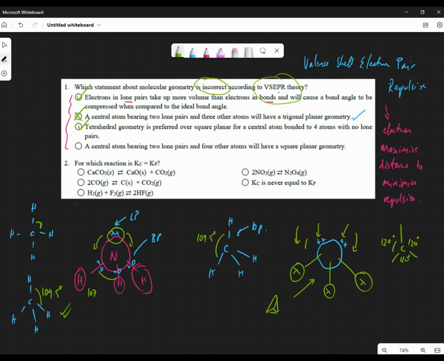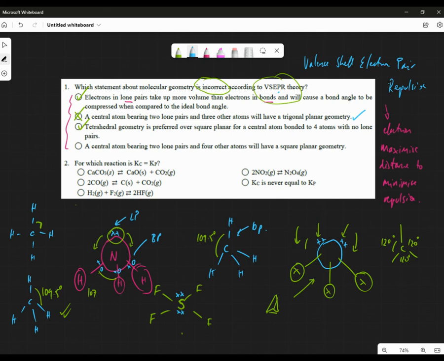A central atom bearing two lone pairs and four other atoms will have a square planar geometry. Yeah, that's true as well. Let's think of something like, I can't think of anything, so I'm going to guess one here. Sulfur hexafluoride. There's sulfur. I'm drawing sulfur hexafluoride. Now, let's remove two of these fluorides. Let's remove that one and that one, and instead put, this doesn't exist by the way, I'm just showing you, the two lone pairs there where they would have been.